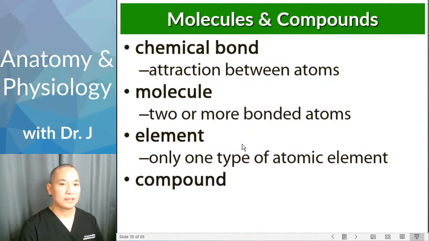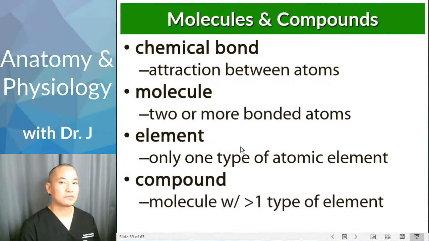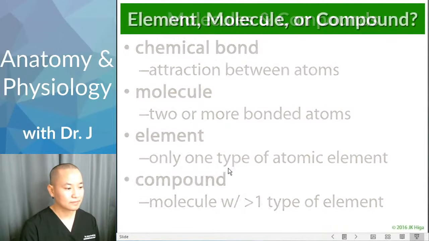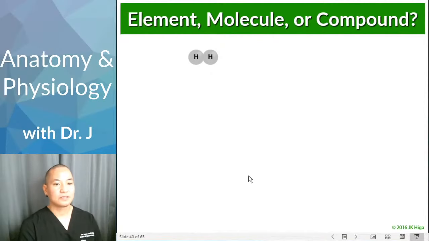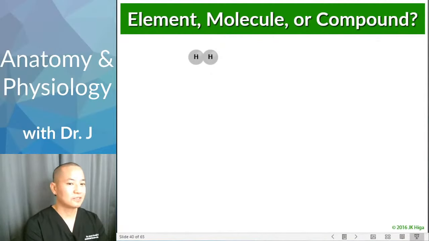And then you also have compounds. So compounds are when you have more than one type of element. So you can't have something that's both an element and a compound. But element and compounds, these are mutually exclusive. An element has to be purely one type of atom, whereas a compound has multiple types of atoms, two or more. All right, so is this an element, molecule, or compound?